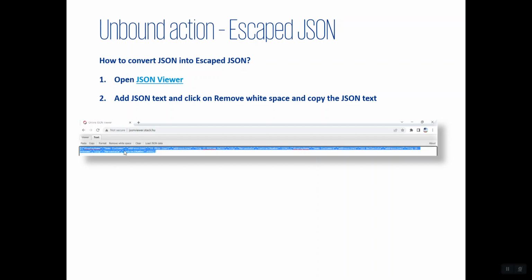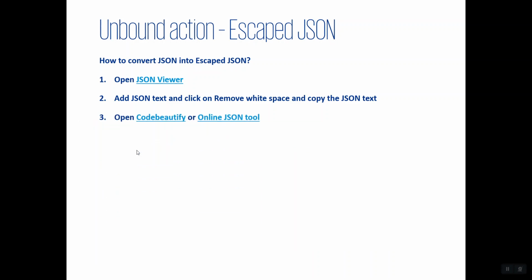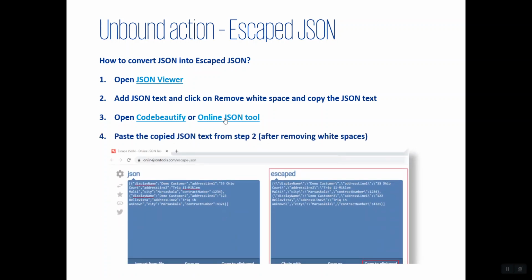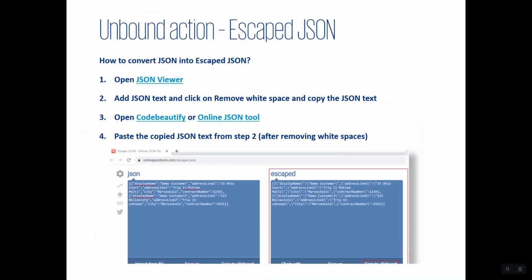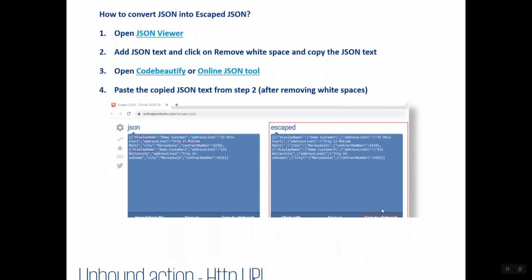So I'll just copy this JSON and open either a code beautifier or an online JSON tool, any of the tools, and just paste the copied text from the previous step. Once you paste it, the escaped JSON will automatically form like this. You just need to copy it to the clipboard, and that's it. So you have your escaped JSON. You can see here all the escape characters are added before the double quotes.